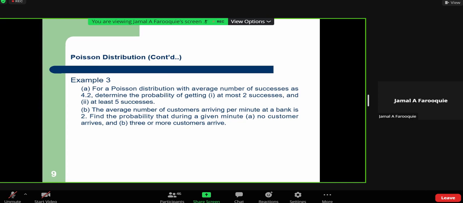Now look at the Poisson distribution table.